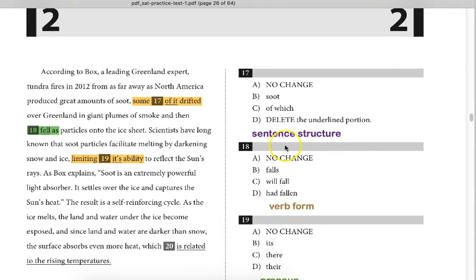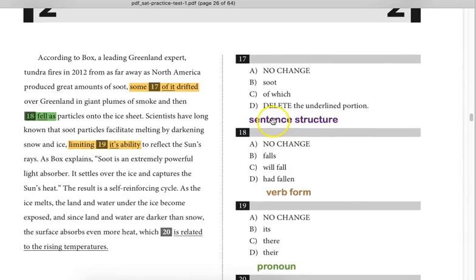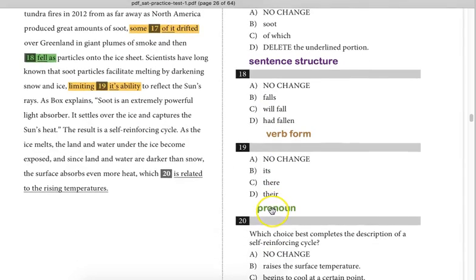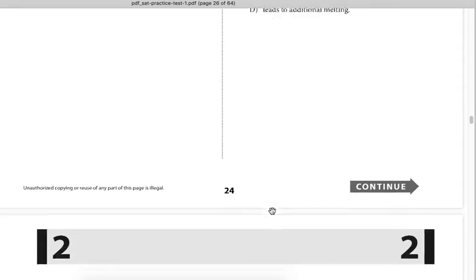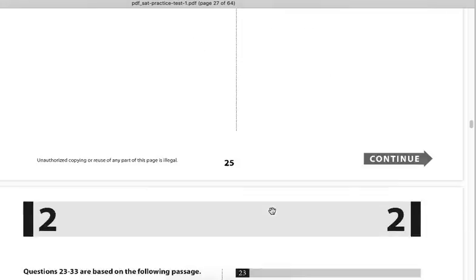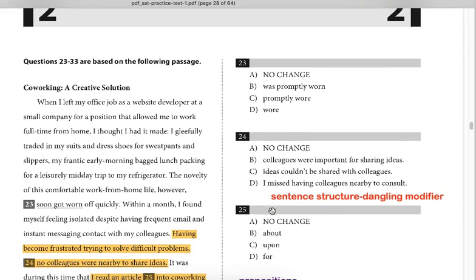If I look at number 17 on this exam, I see another error with sentence structure. Number 18 requires me to know about verbs and verb forms. Number 19 requires me to know about pronouns. Hope you're getting the picture of how much grammar you need to know to master this exam. And every other question is related to grammar. I'm just using the specific ones where you can say, hey, there's a rule for that. The others are going to be applications of those rules.